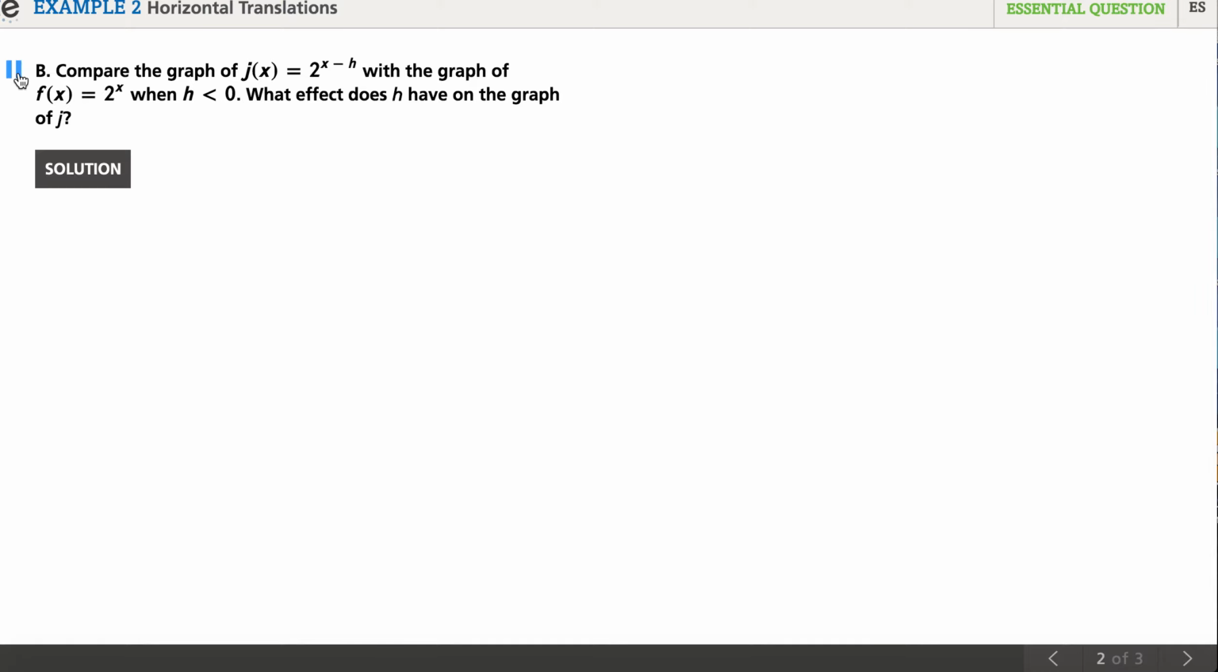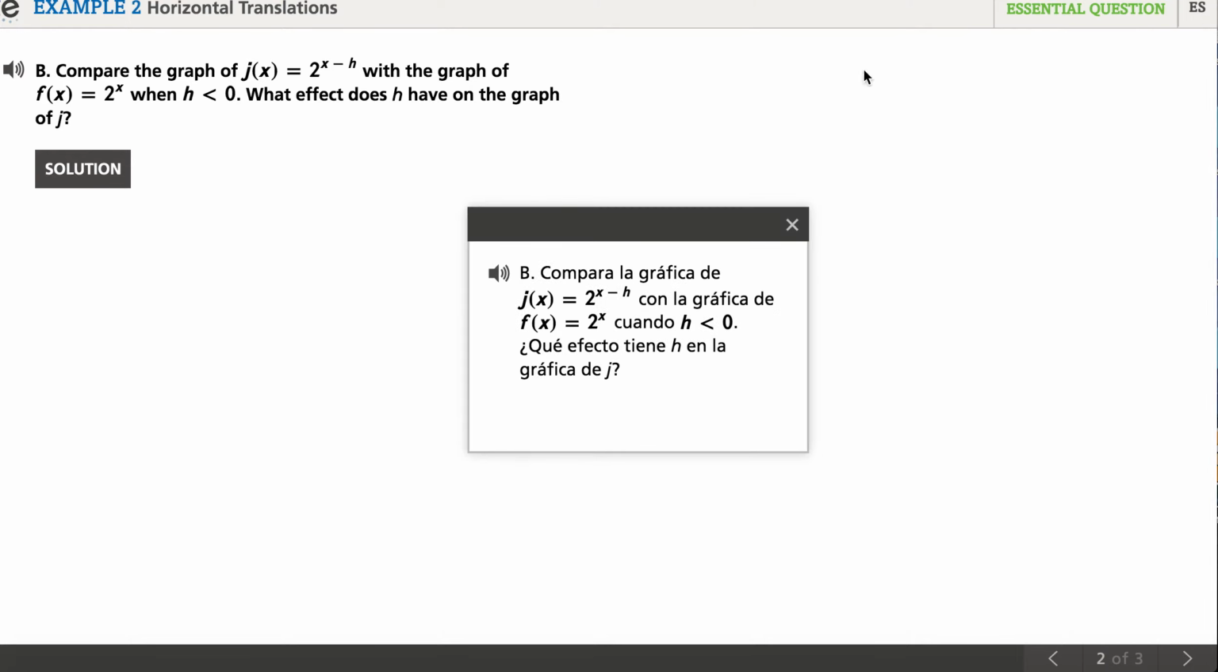Now let's see the next one. Compare the graph of j of x equals 2 to the power of the quantity x minus h with the graph of f of x equals 2 to the power of x when h is less than 0. What effect does h have on the graph of j?